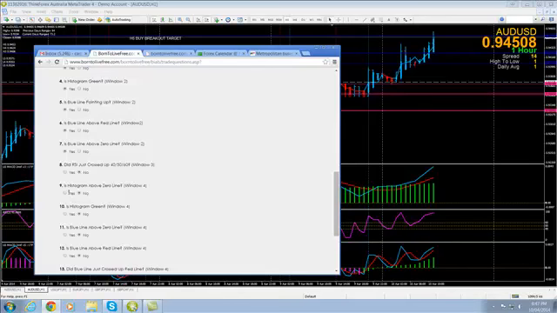Question 9: is the histogram above 0, and we're talking about window 4 because it tells you which window to look for. Yes, you can see the histogram's above it. Is the histogram green? Yes, the histogram is green. Is the blue line above 0? Yes. Is the blue line above red? Yes.